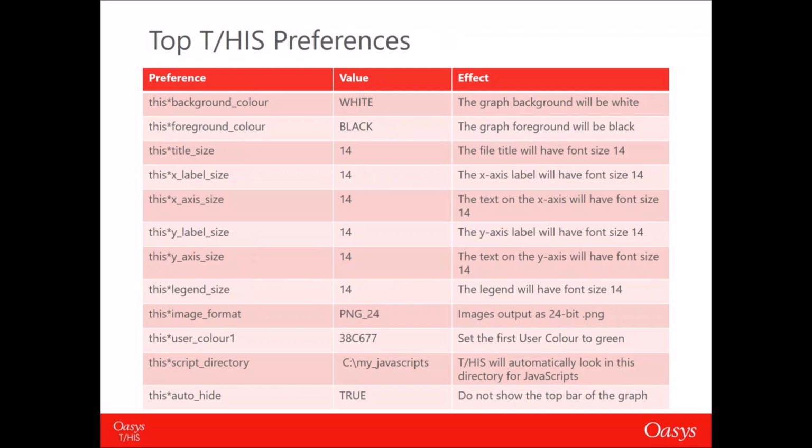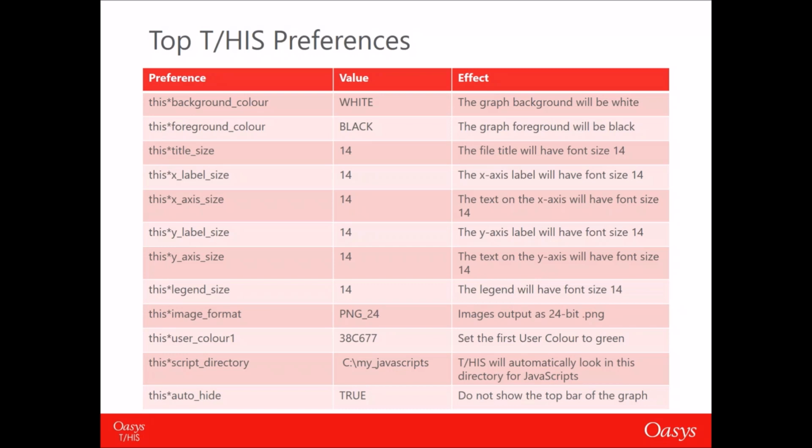Here are some THIS preferences as well, recommended by our support team. Again, I'm not going to go through them all in depth, but I'll pick out a couple. So the X label size and Y label size preferences will allow you to set font size for these labels. So they are sized automatically by default, but you can define them to be set to size 14 all the time, or a different size if you wish. And you can set each of these preferences on the screen so that all your font sizes on your graph are size 14.